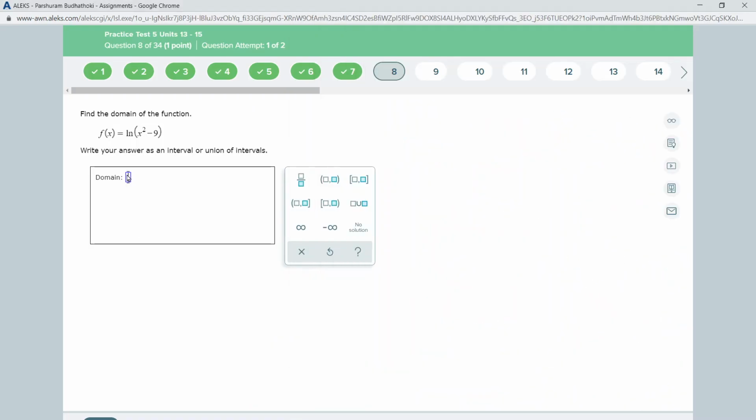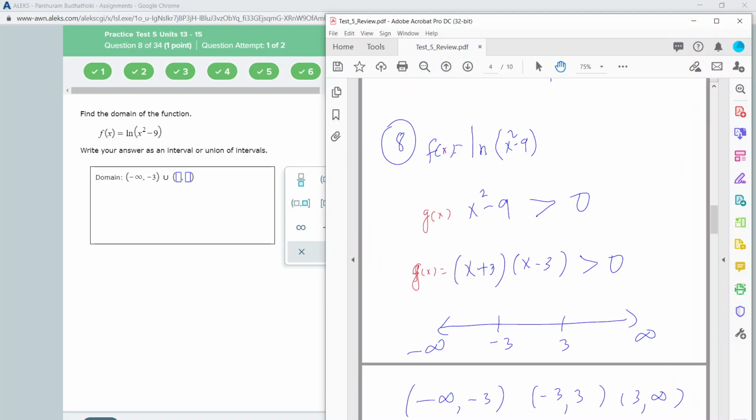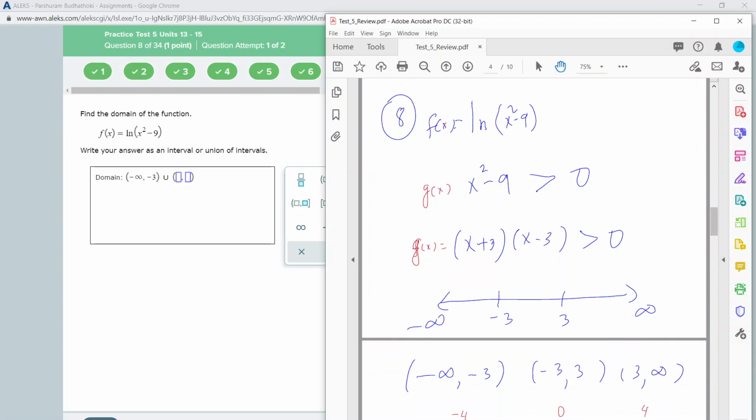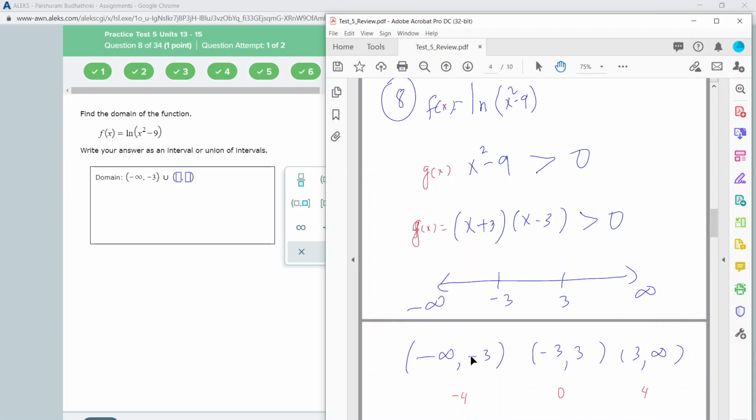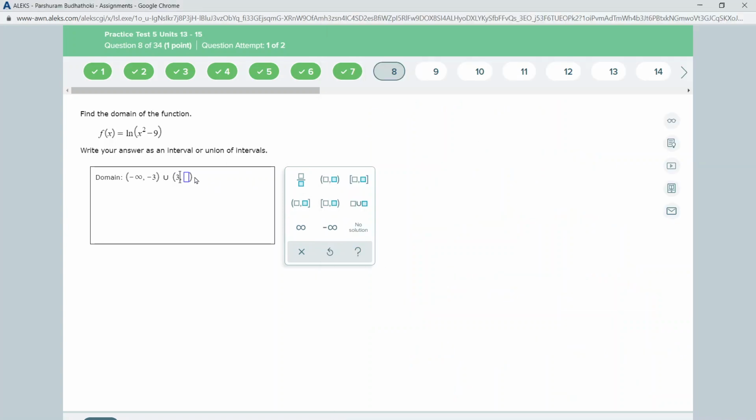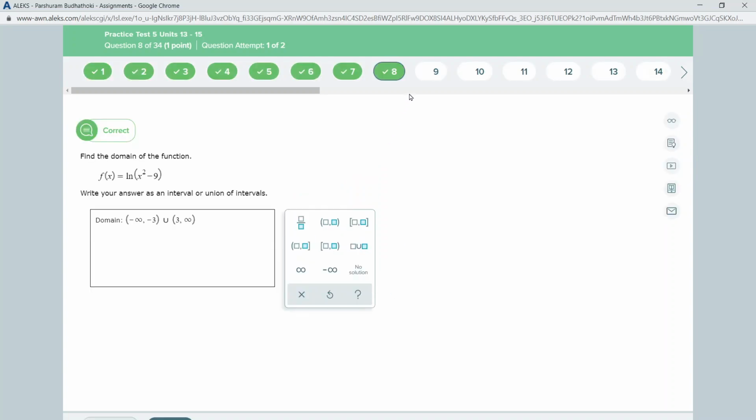So if you go back here, the domain is from negative infinity to negative 3, union, there is a union, and from, let's go back and check, the function g of x is positive here and here. So that means from 3 to infinity. Okay.